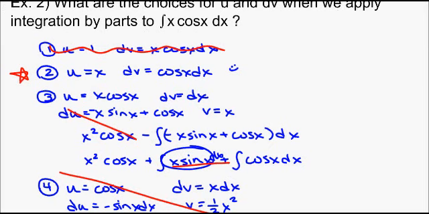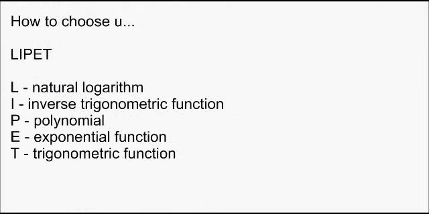Of course, it is very cumbersome and time-consuming to go through all of the different possibilities every single time you have to integrate using integration by parts. So use this little acronym to help you choose and remember the order: LIPET. This is how you're choosing u. Your first choice is a natural log. Your second choice is an inverse trig function. Third choice is a polynomial. Fourth choice is an exponential function. And your fifth choice is a trig function. So LIPET, that is how you choose u.